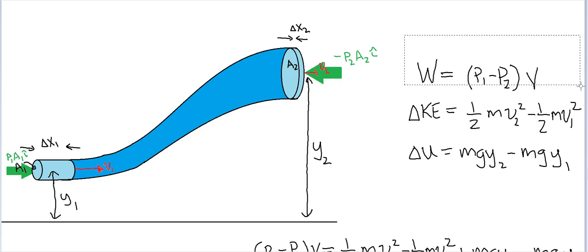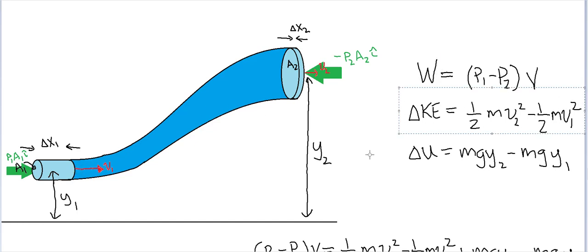I can remind you from earlier in the semester that work is just going to go as the quantity P1 minus P2 times V. It's related to force times distance, since pressure is force per area and volume is area times height, or length. This will still have the units of work, right?